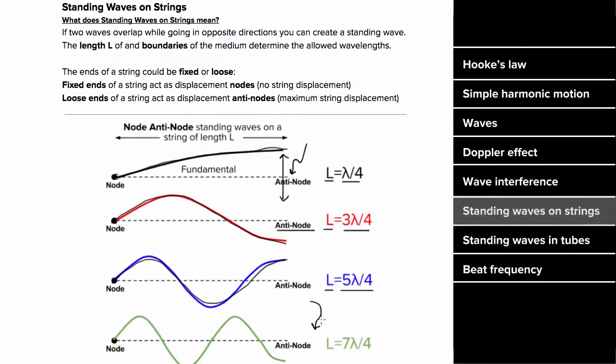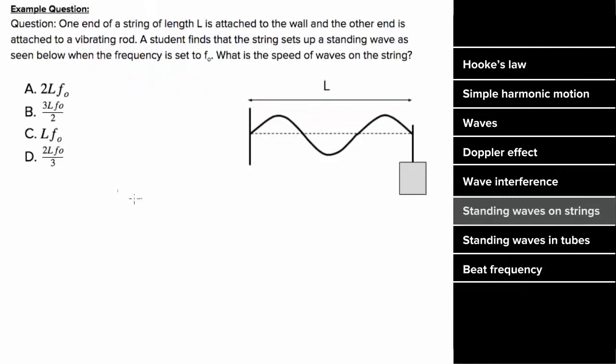So what does an example problem involving standing waves on strings look like? Let's say one end of a string of length L is attached to the wall, and the other end is fixed to a vibrating rod. A student finds that the string sets up a standing wave as seen here when the frequency of the rod is set to f0. What is the speed of the waves on the string?